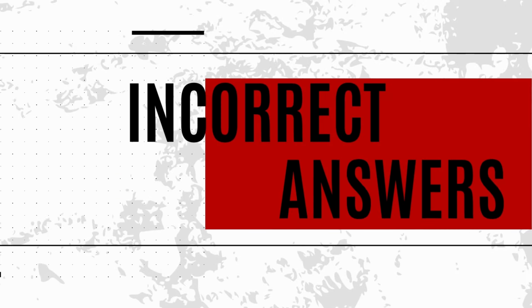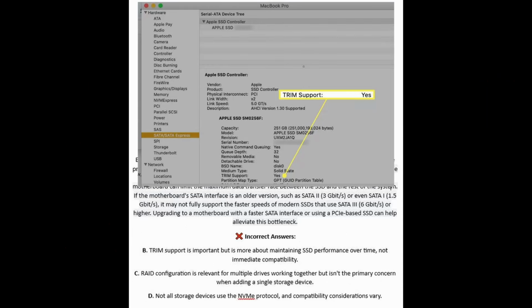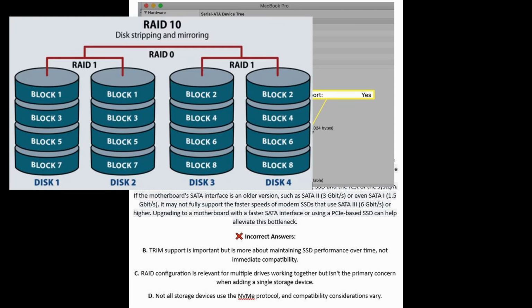And now for the incorrect answers, trim support is important, but is more about maintaining SSD performance over time, not immediate compatibility. RAID configuration is relevant for multiple drives working together, but isn't the primary concern when adding a single storage device. And not all storage devices use the NVMe protocol, and compatibility considerations vary.